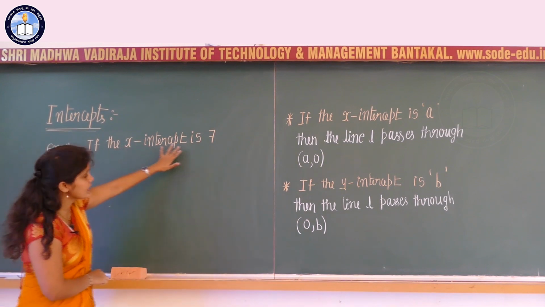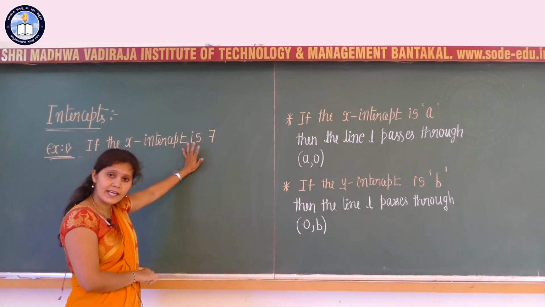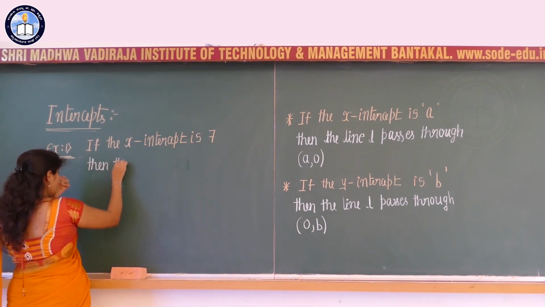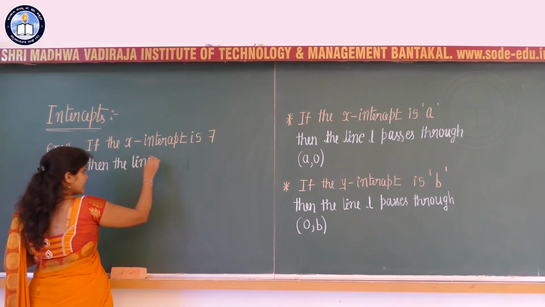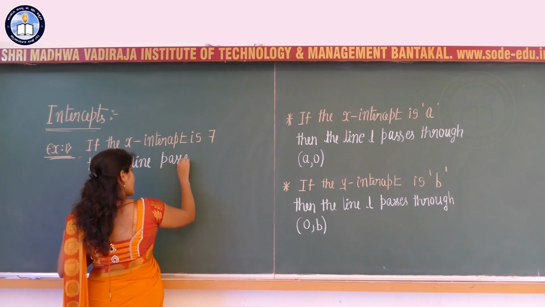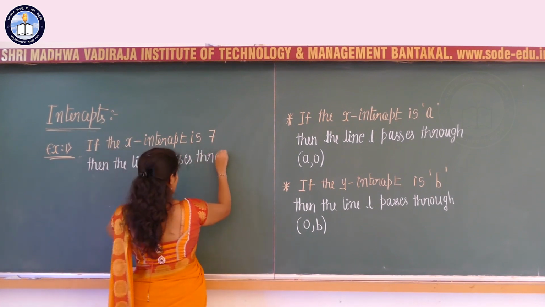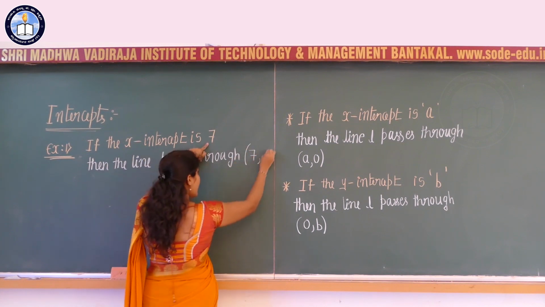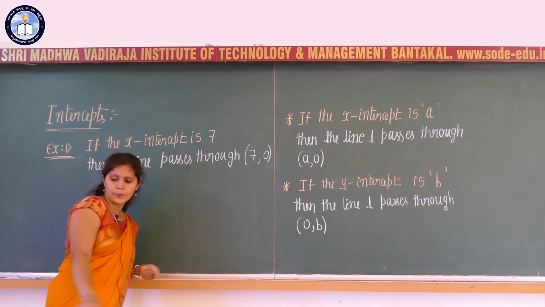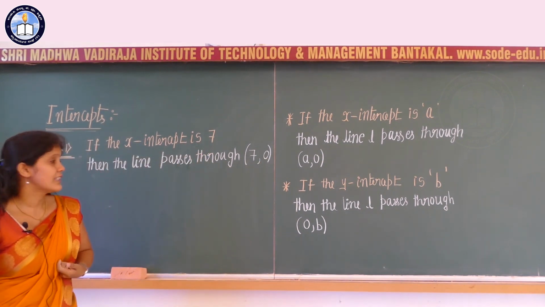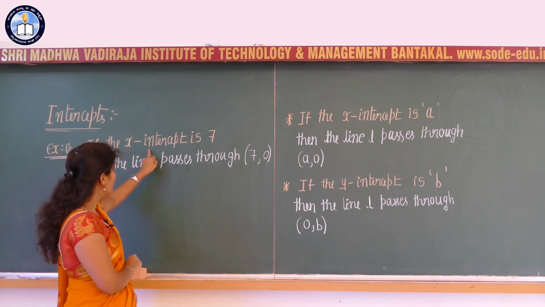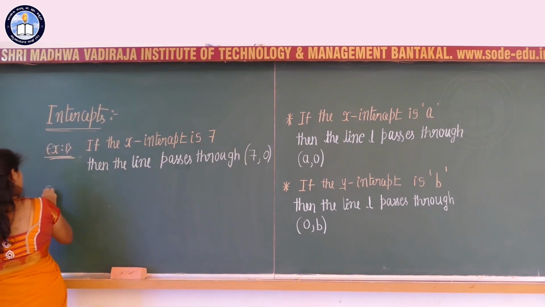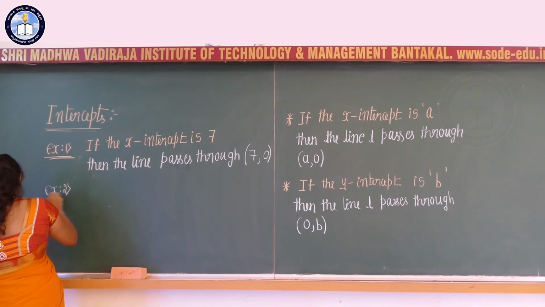So, if the x-intercept is 7, it means this point lies on the x-axis, and the line passes through which point? The line passes through the x-axis, where the x-coordinate is 7 and the y-coordinate is equal to 0. If the x-intercept is 7, then only the x-coordinate is present, y is 0, that is 7, 0.